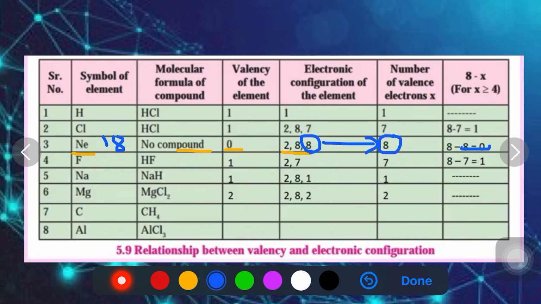So valency is 0. Now let us see the fourth one, that is F, fluorine. Compound is HF. Valency is 1. How 1? We will see that. The atomic number of fluorine is 9. So that is why the electronic configuration is 2, 7. So number of valence electron is 7 because outermost shell has 7. 8 minus 7 is 1. Valency is 1. Now the fifth one is sodium.